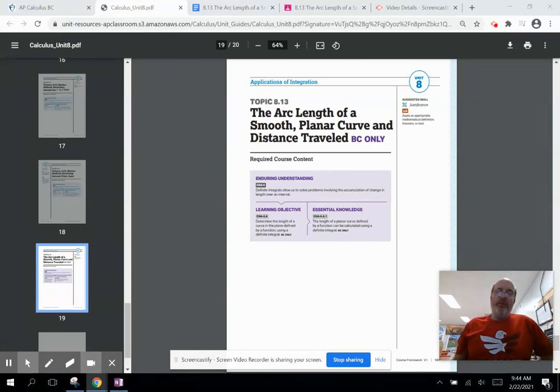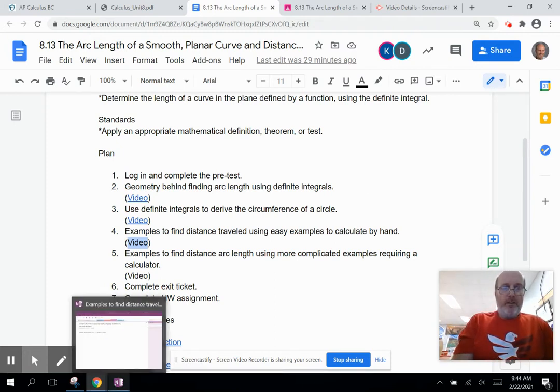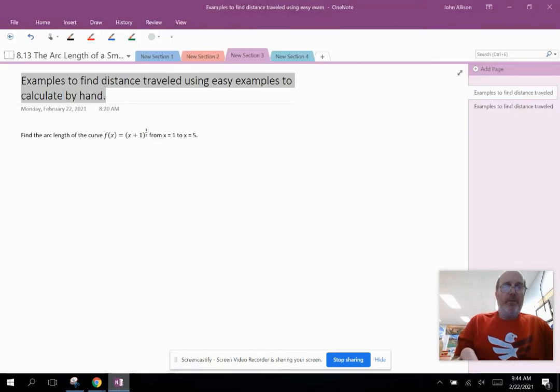Okay, this is part 2 of 8.13 AP Calculus BC curriculum, arc length of a smooth planar curve. We're going to do a couple of examples now where it's pretty easy to calculate by hand. These won't be nice, pretty simplified examples, but calculating the integrals by hand won't be too hard.